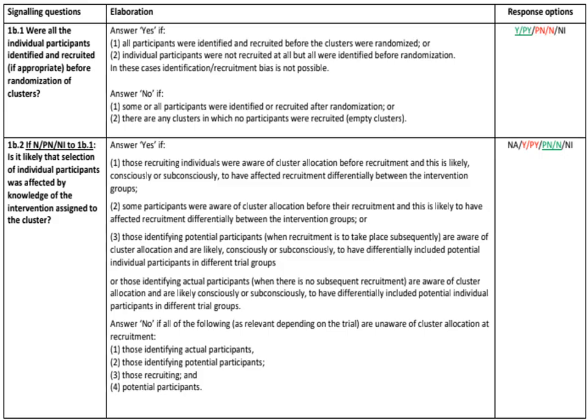Here we see some questions of the risk of bias 2 tool. To get a question, some further explanation, and then you can give an answer: yes, probably no, no, or not indicated.